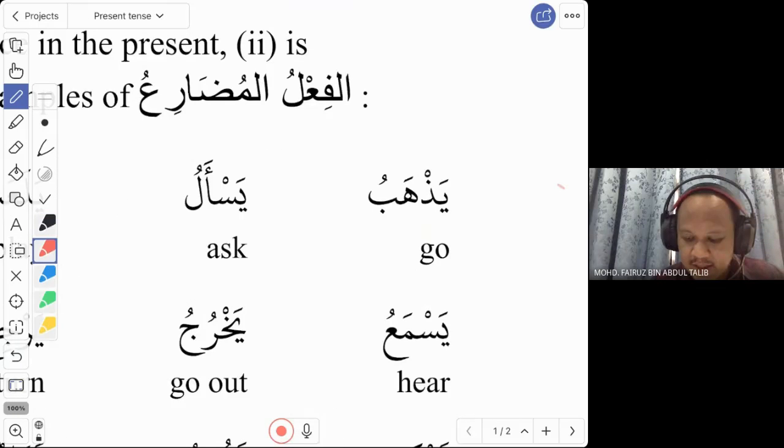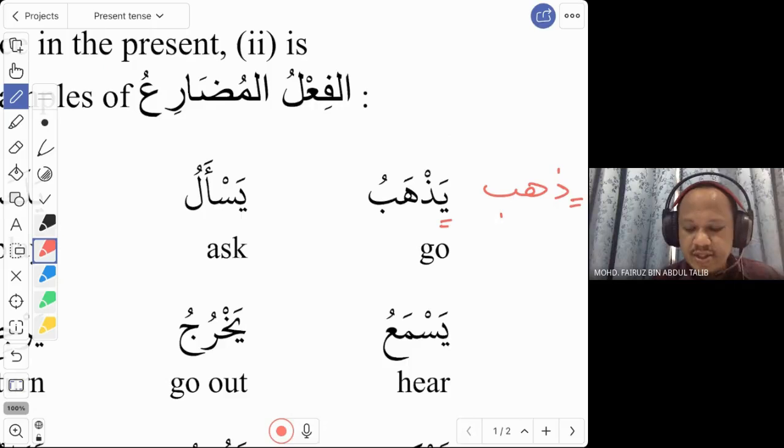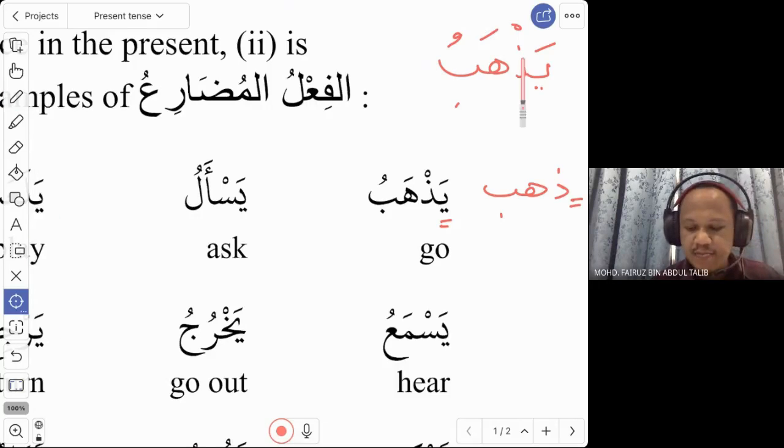So what did we do actually in the fi'il mudari? In the past tense it is zahaba. What we do is add something in front of the word. In this case, we add a ya. For any word, you just add a ya, then it becomes fi'il mudari. Of course the word will read differently: it is not ya zahaba, it will change to yazhabu. How do you know it is yazhabu? Here you need to refer to the dictionary. The dictionary will tell you how to read the word. But what we did here is just add the ya. Zahaba becomes yazhabu.